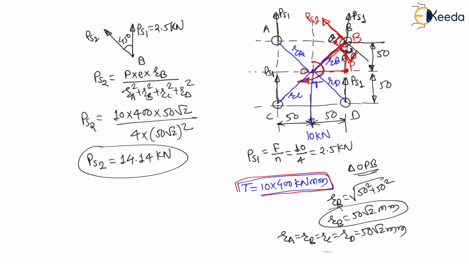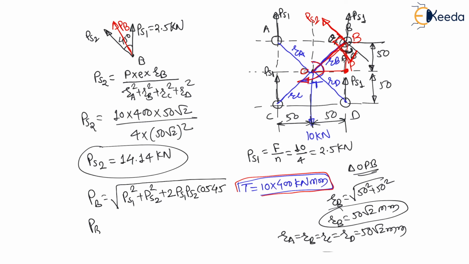Now the resultant we have to find on bolt B. The resultant will be in between these two. This will be the resultant load on B. And my dear students, as per law of parallelogram, the resultant load on B will be equal to under root of PS1 square plus PS2 square plus twice PS1 PS2 cos of the angle between them. The angle between them is 45 degree.